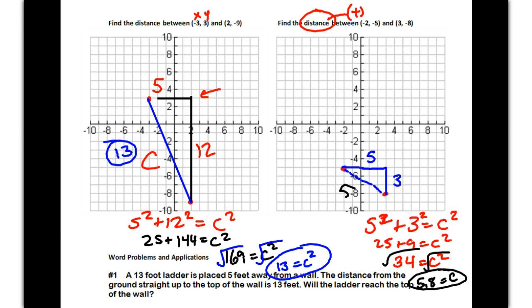And just to double check, if you put 5.8 back up in the grid, verify that that is actually the longest side of those three. 5.8 is bigger than 5 and 3. So that's good.